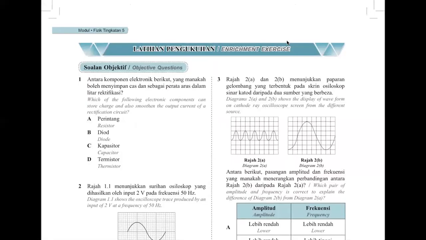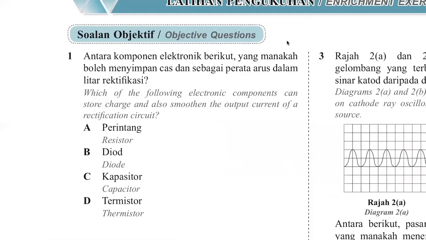Okay, question number one. So what is the answer for question number one? Which of the following electronic components can store charge and also smoothen the output current of a rectification circuit? What is the answer for this one?